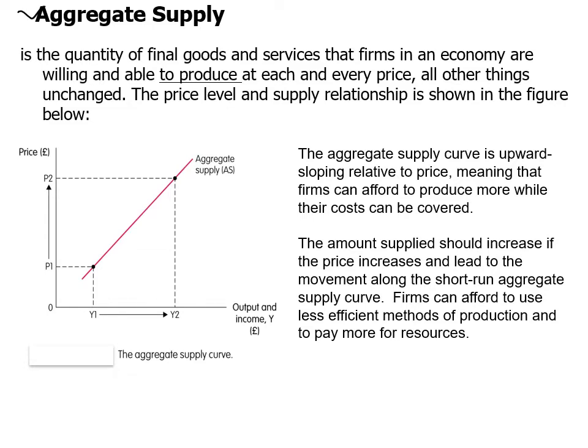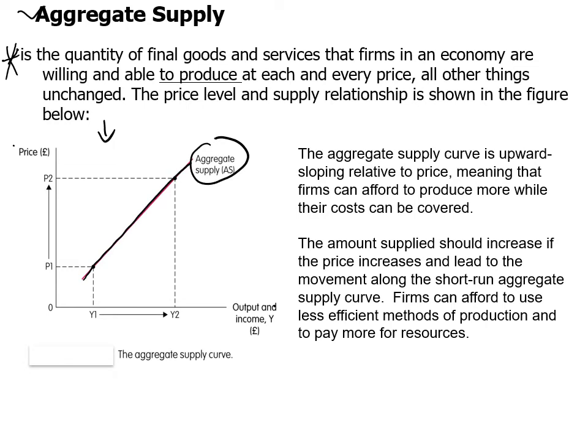So aggregate supply is the quantity of final goods and services that firms in an economy are willing and able to produce. Mark the word produce, at each and every price, all other things unchanged. This relationship between the price level and supply is shown in this figure here. We have price on our vertical axis, and output, quantity if you like, and income on our horizontal axis. Now you find that our aggregate supply curve is upward sloping, right?